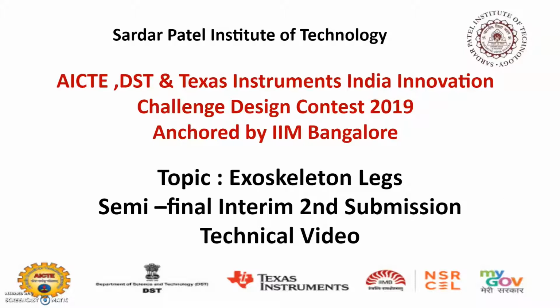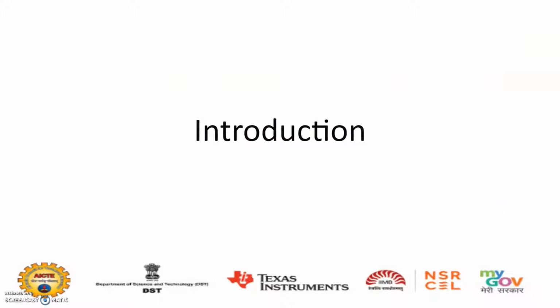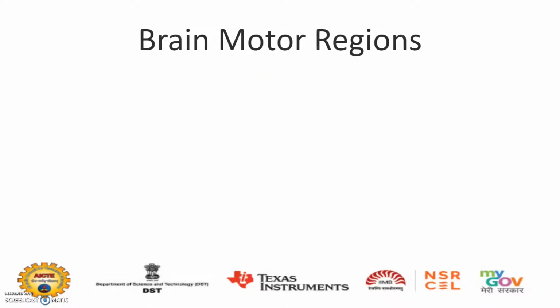We are Team EXO and our topic is exoskeleton legs. For a regular person, the process of movement of lower body limbs is dependent on three regions of the brain and one region of the spinal cord.